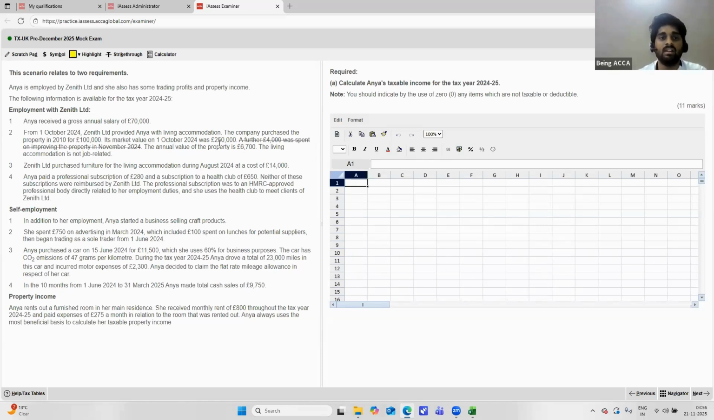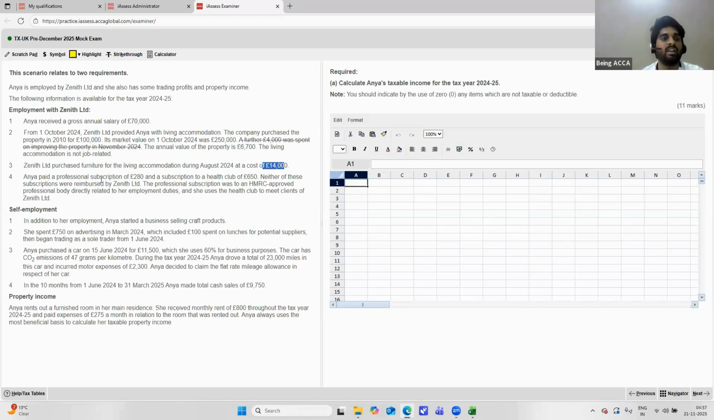Next is the annual value of the property, which is 6,700, and the living accommodation is not job related. So it will give rise to an accommodation taxable benefit. Next, Zenith Limited purchased furniture for the living accommodation during August 2024 at a cost of 14,000. So, along with the accommodation benefit, furniture is also being provided to Anya for her accommodation. That will also give rise to a taxable benefit.